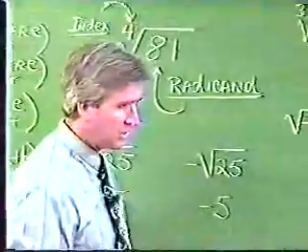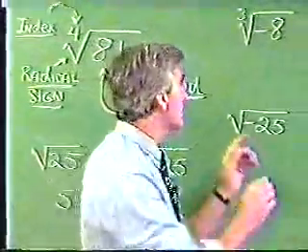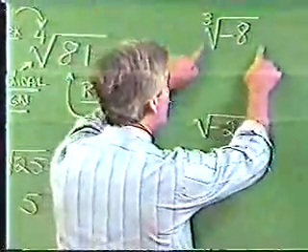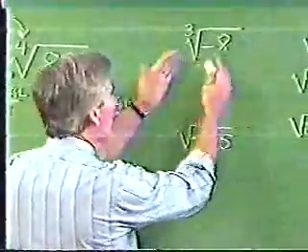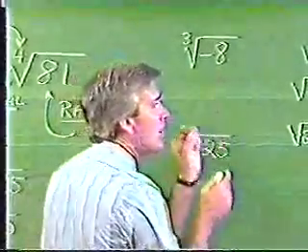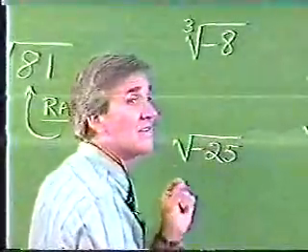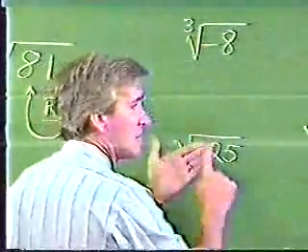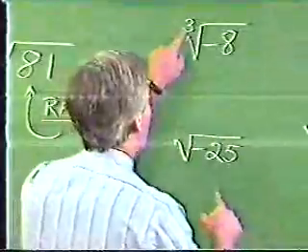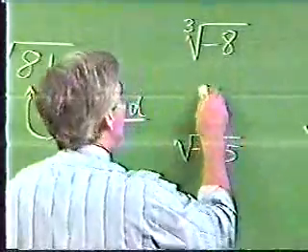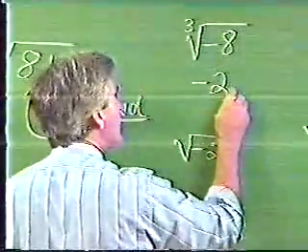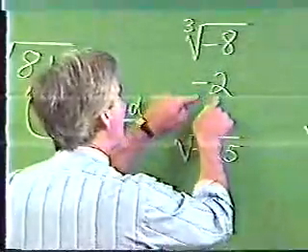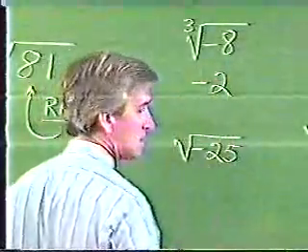Now, consider this situation. Consider the cube root of a negative number. Now, what we are requesting is a number that can be used as a factor that many times to give this number. Is there such a number that can be used as a factor 3 times to give negative 8? Yes, there is. And that number is negative 2. Negative 2 times negative 2 times negative 2 gives negative 8.